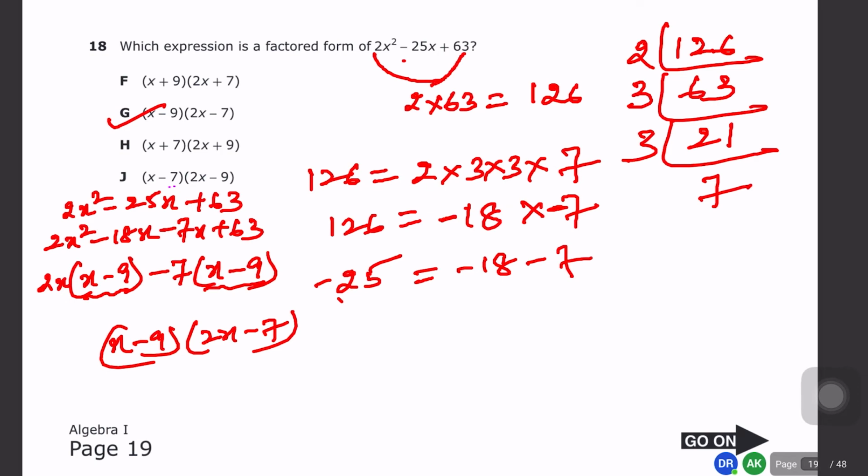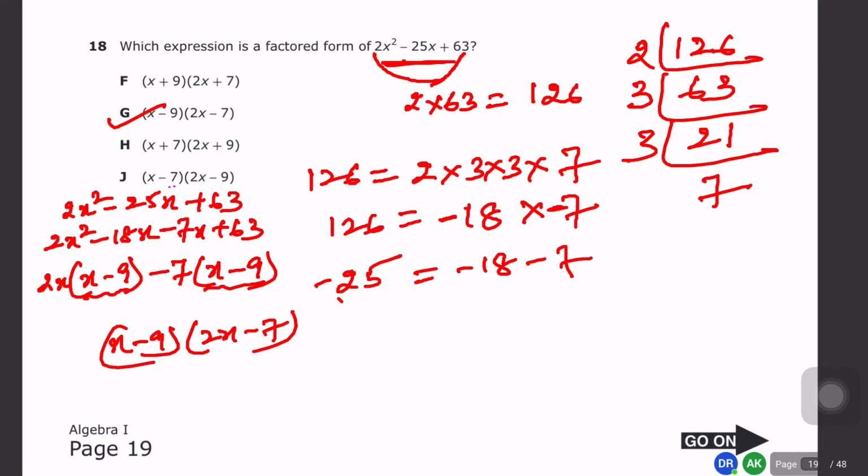You can either use the distributive property for each option. Like in F, x plus 9 into 2x plus 7, here we have a negative value in the given expression. Since we have a negative value, we can rule this out. F will not be there and H also will not be there. So you can consider G and J, these two having negative values. When you multiply, you might get those values. But here you can use the distributive property. You can also use one more method with different values of x.